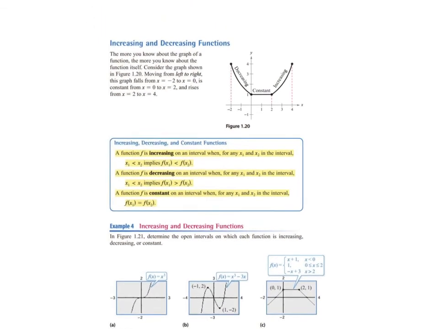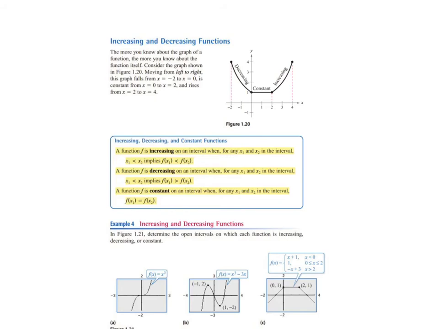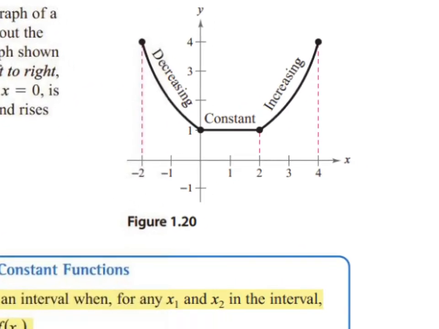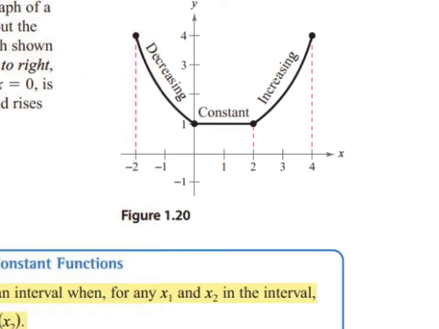All right, next we have increasing and decreasing functions. So just like how you read, you go from left to right. Going from left to right, if our graph goes down, it's decreasing. If it's flat, it's a constant. And if it goes up, it's increasing.